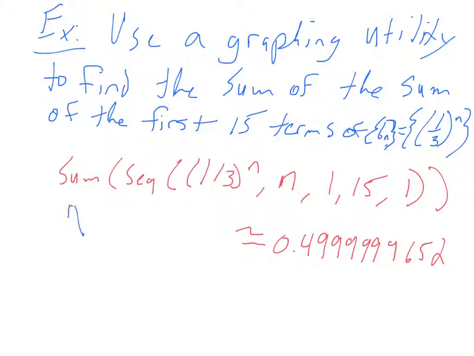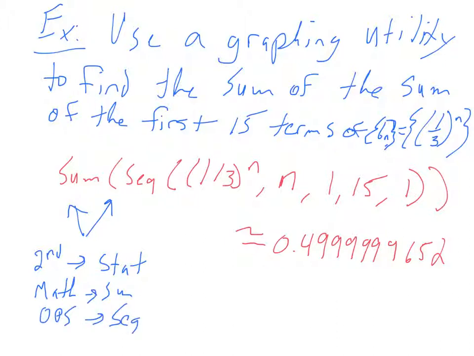Just as a reminder, the sum and the sequence functions are both from the second stat menu. You can find both of those. Sum is under math, and sequence is under OPS. So math will give you sum, OPS to get sequence. All right, so first you do second stat, and then if you want sum, you go to math. You want sequence, you go to OPS. That's where these commands come from, right? And so these are useful commands.